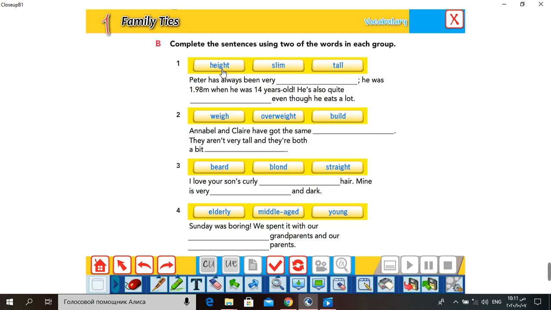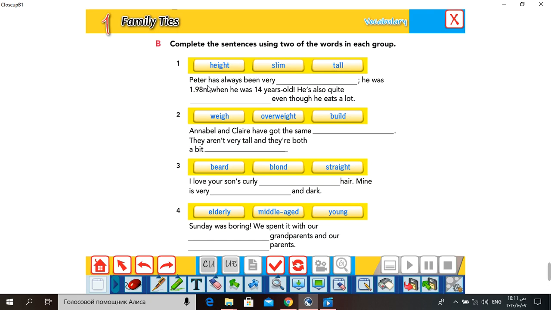Height is a noun that means the number of centimeters that represent how tall you are, your height. Slim here is an adjective that says that this person is quite thin. Tall is a person who is quite high in his height. He's not short, he is tall. Again, it's an adjective.